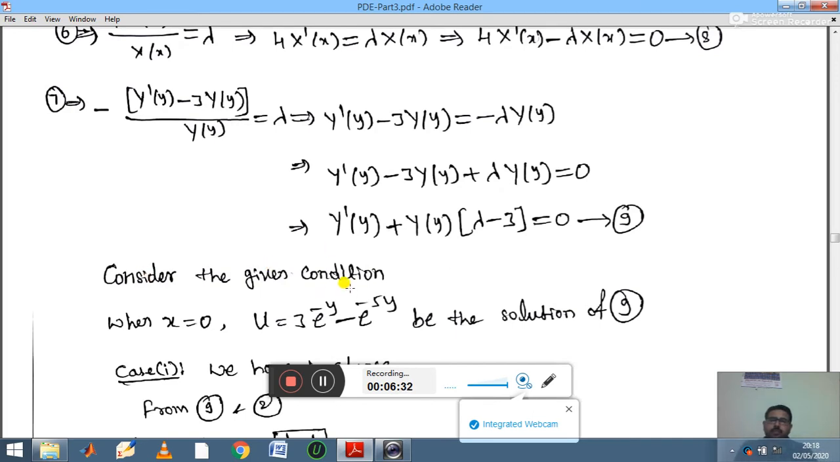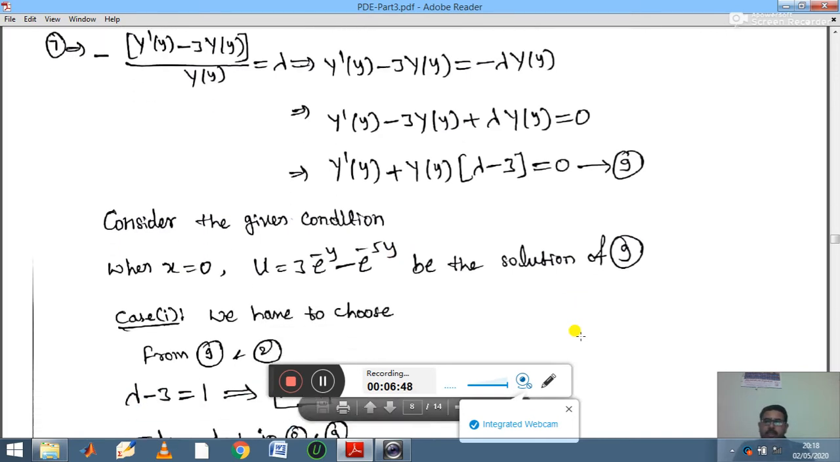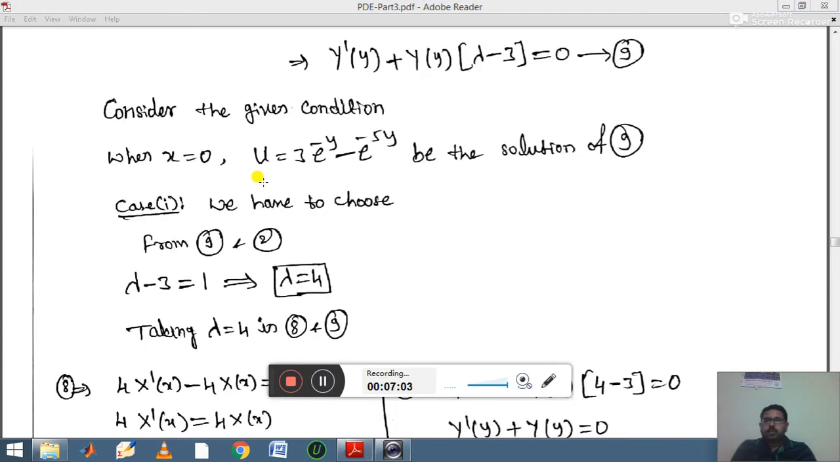Consider the given condition, which is given with the example itself. When x equals 0, u equals 3 into e power minus y minus e power minus 5y, and this is the solution of equation 9. Okay, so let us assume this is the given condition in the example. By comparing this solution, this solution is valid only when the x value is 0. So when they give this type of condition, because the RHS expression contains two exponential functions, we need to extract two lambda values. Okay, so how to get two lambda values?